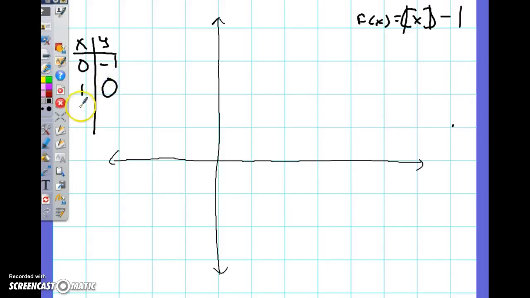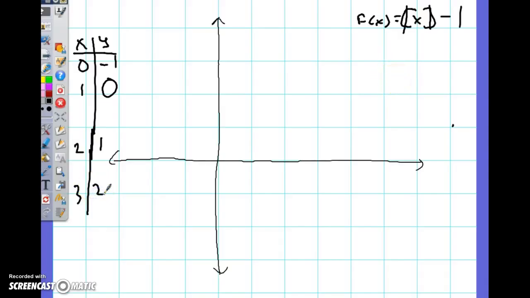Agreed? I'm going to put a 2 in there. Why did you make so much space? Because we're going to do what's in between just to see what's going on. Greatest integer function for 2 is 2, minus 1 is 1. I'm going to go 3. Greatest integer function for 3 is 3, minus 1 is 2. So this is the most boring graph.